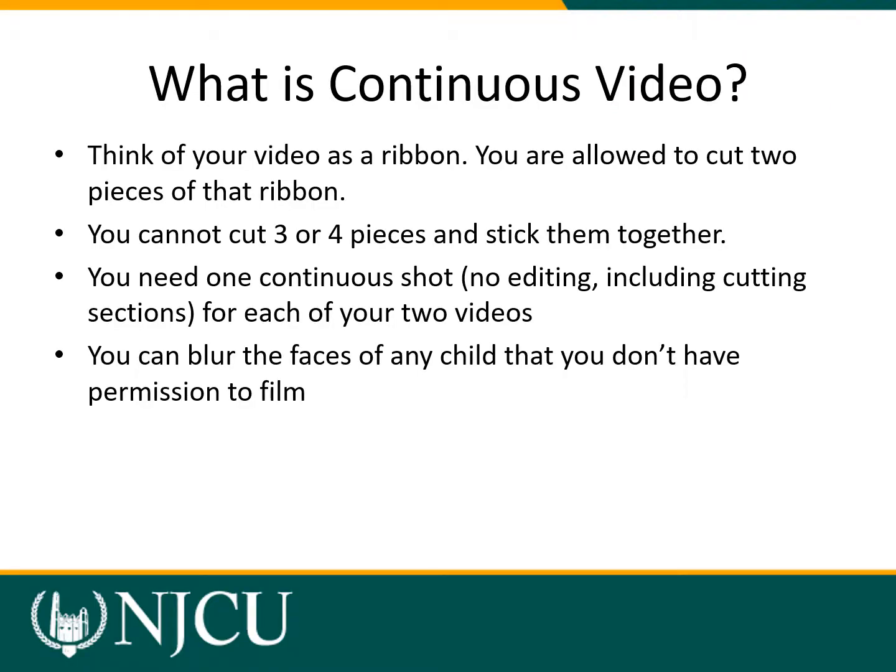So let's get into this a little bit more. What do I mean by continuous video? Think of your video as a ribbon. You are allowed to cut 2 pieces of that ribbon. That's all. You cannot cut 3 or 4 pieces and then stick them together. You need 1 continuous shot. That means no editing, no turning off and on the camera. It's got to be a continuous shot, and you're going to cut 2 sections. You can blur the faces of any child that you don't have permission to film. So when you're choosing your sections, don't worry about that.